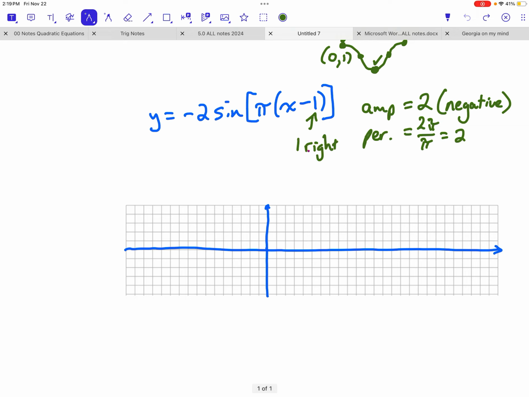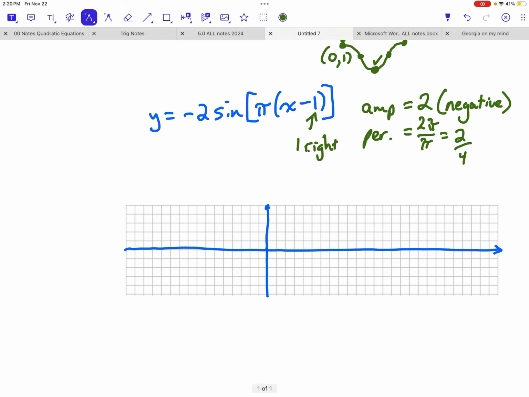And you'll notice there's nothing on the outside, so we're not going up, we're not going down, we're just staying put where we are. So how do we label this? Well, the period is 2, and the shift is 1. You'll notice we have no pi's going on here. So this is a very different graph than what we're used to.